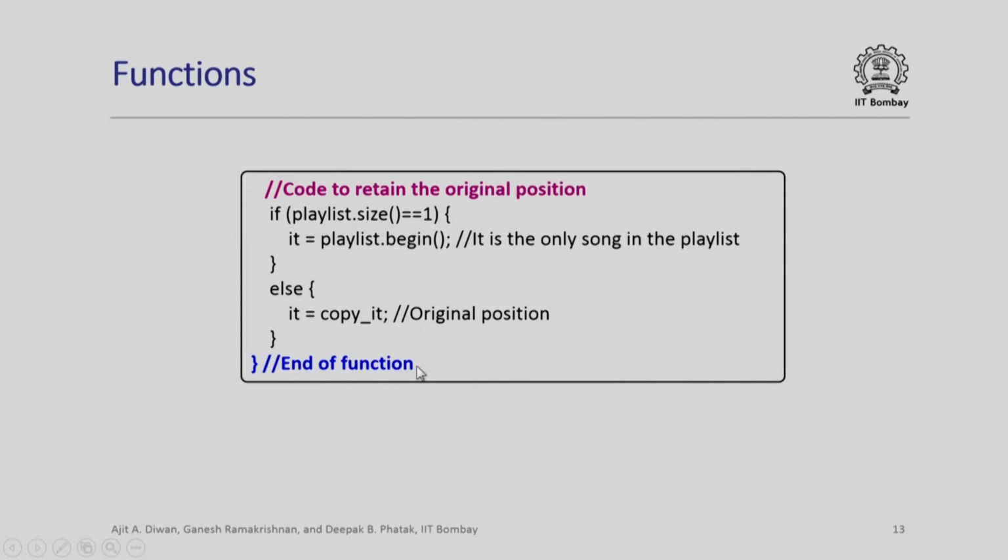To retain the original position, if playlist dot size is 1, that means the IT is set at the beginning of the playlist, because that is the only song in the playlist. If that is not so, then we use the copy IT and restore it to the original position.